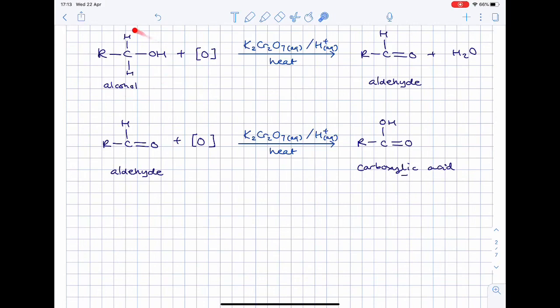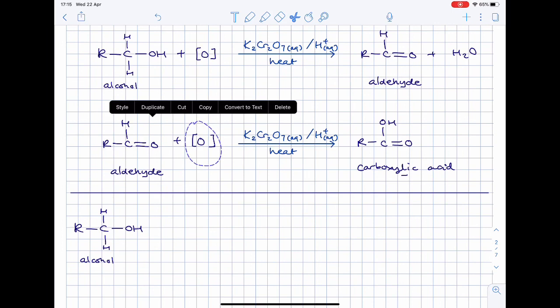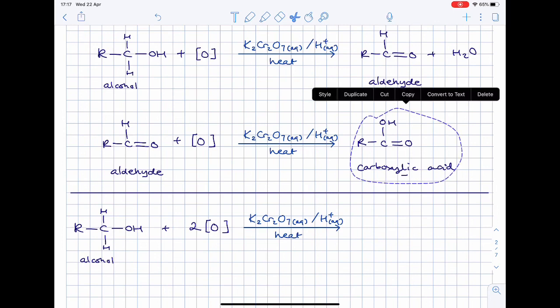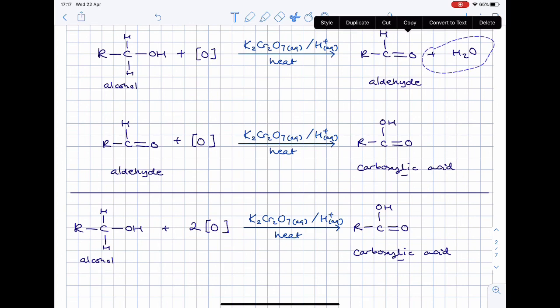If we start off with the alcohol and leave it oxidizing through the 2 steps, we can actually show an overall equation for that overall reaction by combining these 2 steps. So we have the alcohol on the left-hand side of the equation, and we have 2 lots of oxidizing agents. So we have 2 lots of these on the left-hand side. So we have 2 lots of O in square brackets. On the right-hand side, we have carboxylic acid. So we have one of those on the right-hand side. And I've also got on the right-hand side a water molecule. So I have one of those as well on the right-hand side.